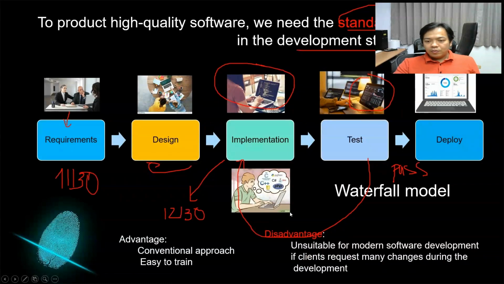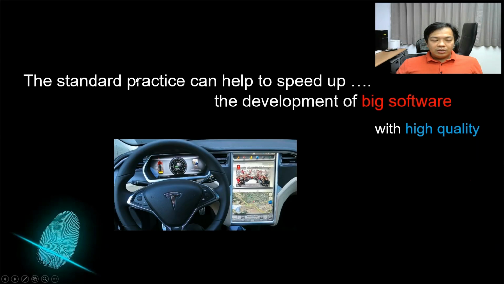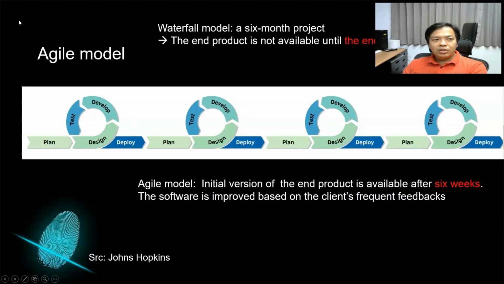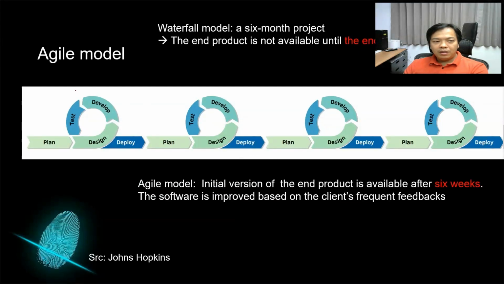So this one is the traditional or conventional model. So if a project requires a lot of change, we need to have a new model. That is the Agile model. Agile models are like this one. That means this kind of chain can support a lot of change.